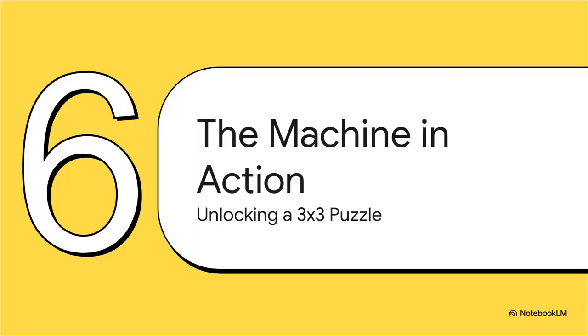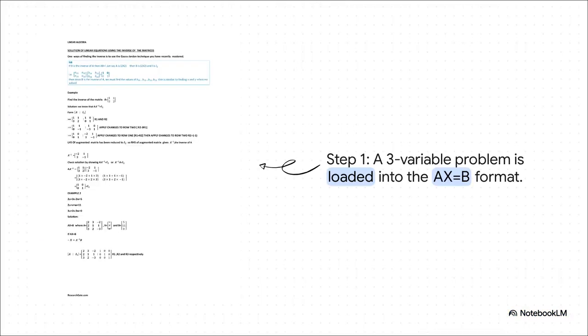Okay, enough with the theory. Let's see this machine in action. We're going to throw a more complex three-variable puzzle at it and watch it work its magic from start to finish. So here we go. A bit more of a mess this time with three variables, u, v, and w. But step one is always the same. We load it all up into our nice clean Ax equals B format.